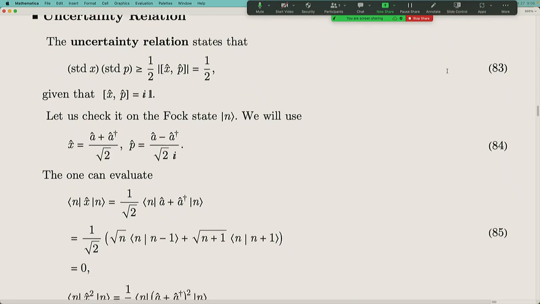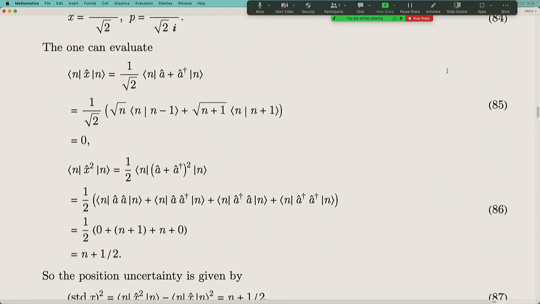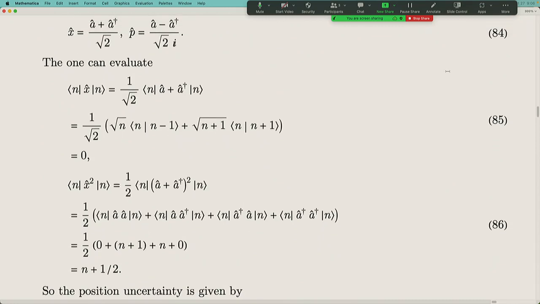In order to calculate the standard deviation, the first thing we need to do is to compute the variance. Maybe you still remember that the variance is given by the x squared expectation value minus the x expectation value squared. So there are two things we want to compute on a given state n. The first thing is the first order of x, the expectation value of x itself, and then the expectation value of x squared. We can show that the expectation of x is 0.